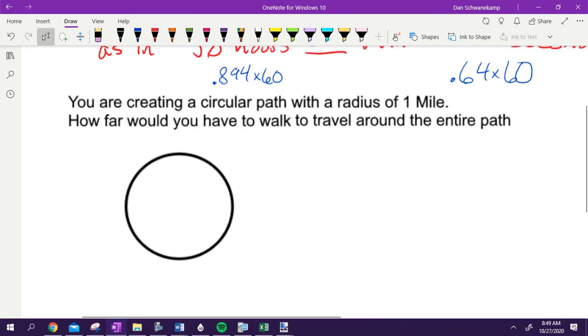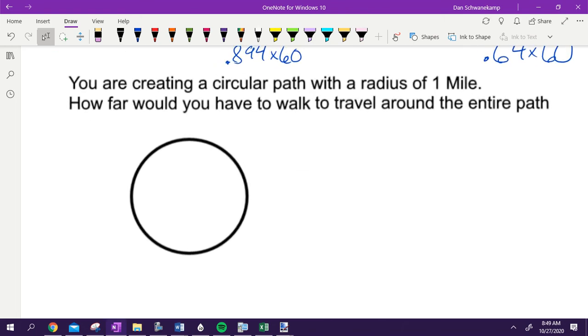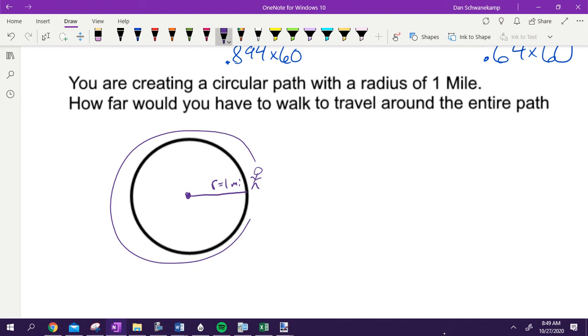Next one, and this one's even more important. You are creating a circular path with a radius of 1 mile. Okay, so here's what you got. You got our circle here. This radius is 1 mile. How far would you have to walk to travel around the entire path? So I'm going to start right here, and I'm going to walk around the entire path. Somebody got an idea for that one?